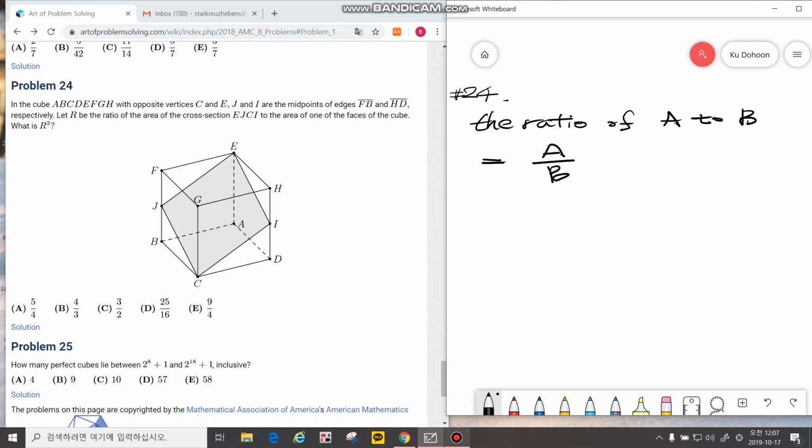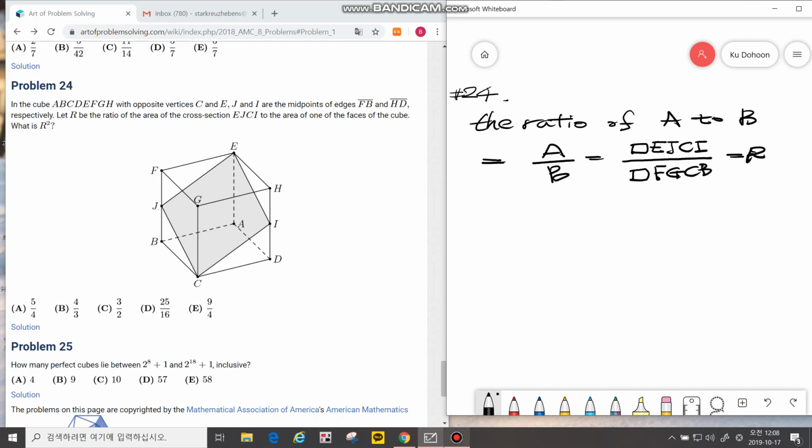For example, for problem 24, we want to know the area. Our A is the area of the cross section, which is EJCI, and we want to know the area of one of the faces of the cube. We can pick any face of the cube, so it could be F, G, C, B. It also says let R be the ratio, so this amount is R. Now all we need to do is get the area of EJCI.